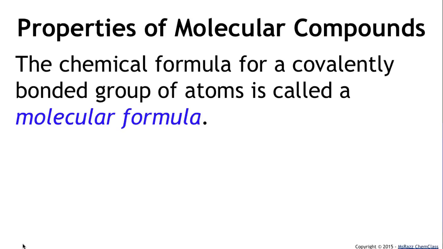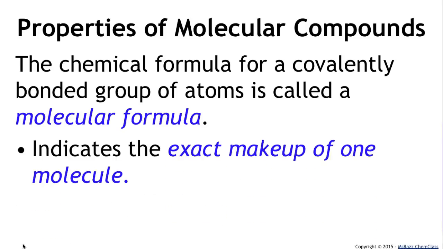The formula that you get is, unlike ionic compounds where it's representative of a ratio, this is actually the molecular formula, the true formula, the exact makeup of one individual molecule. So if I'm talking about a water molecule, it is two hydrogens and one oxygen, and that is its own thing. That H2O is its own thing. It can be separate from others.